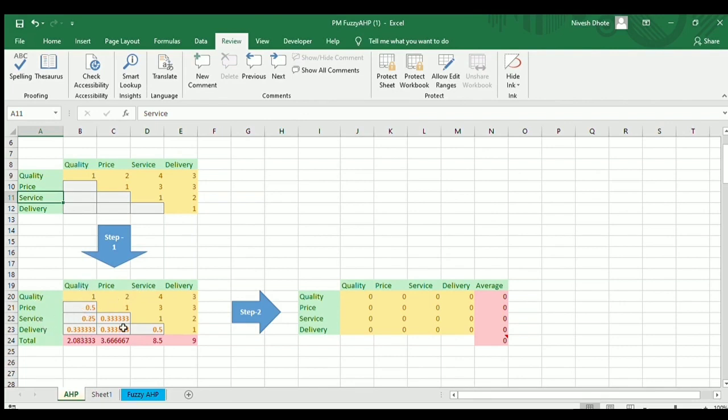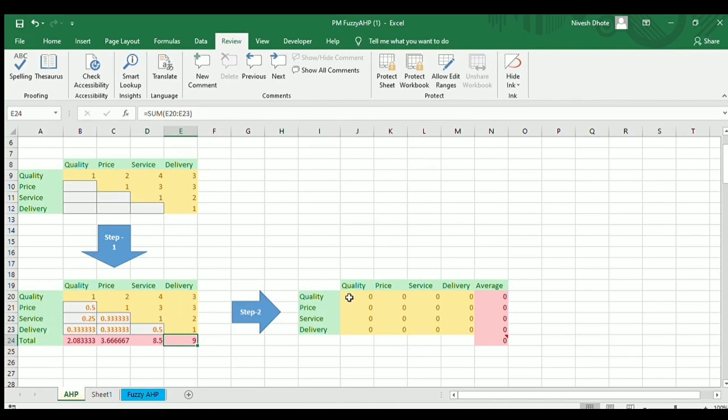After filling this, we have to find the sum. Here the quality significance is 1 plus 0.5 plus 0.25 plus 0.33, and the total will be 2.083. Similarly, we will add all these values; we have used the sum function for this. After finding the sum, our next step is to normalize these values, because we have to find the weightage of each factor. So we have to normalize first.